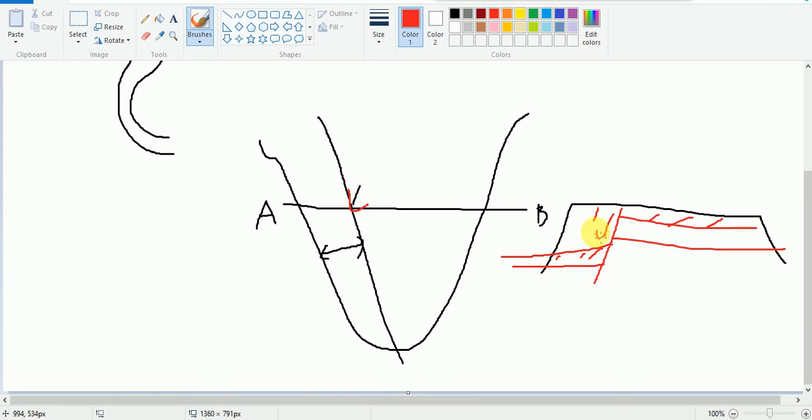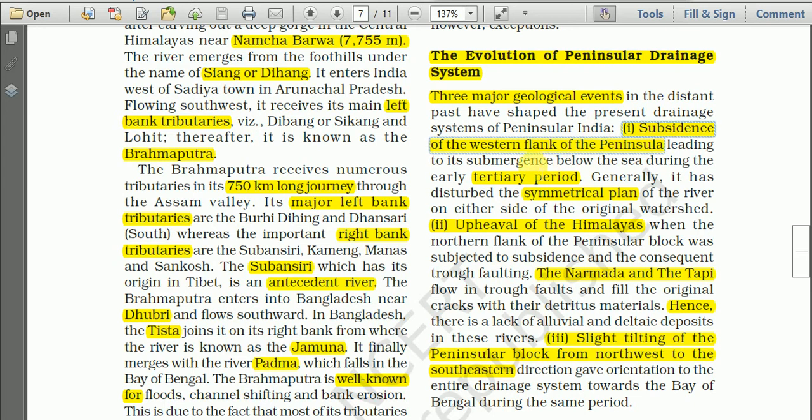Okay, as you see here, that means this western flank of the Peninsular Plateau was submerged below the Arabian Sea. Let us say this is the sea level, and this section was submerged below the Arabian Sea. This is what we call subsidence of the western flank of the peninsula, leading to its submergence below the sea during the early tertiary period.